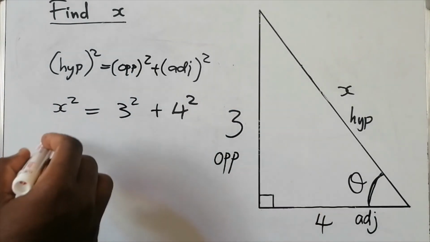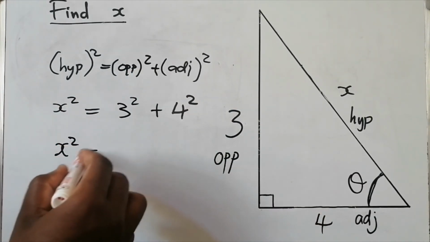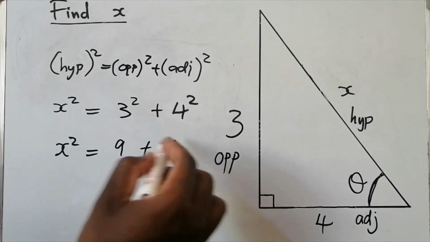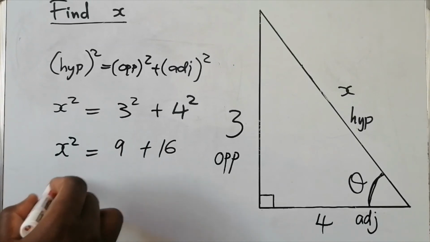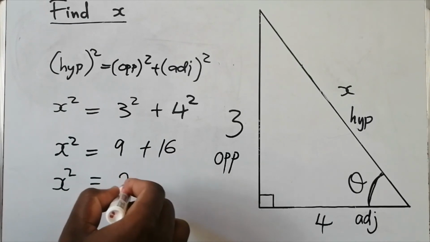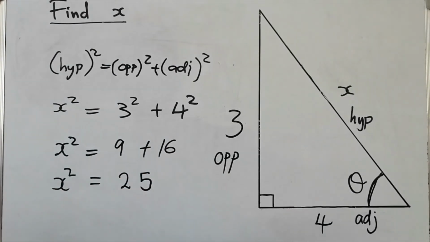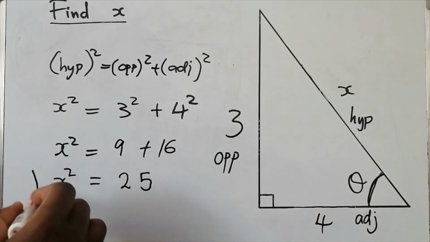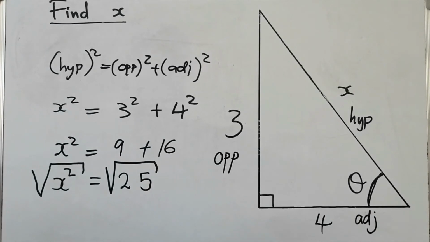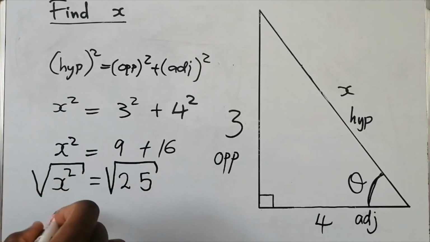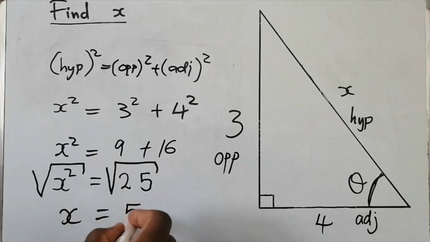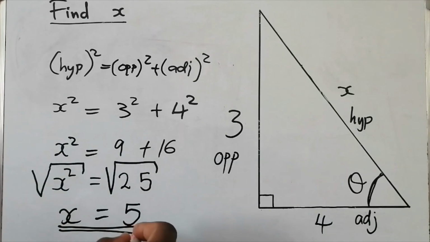So simplifying that, we are going to get x squared is equal to 3 squared, which is 9, plus 4 squared, which is 16. We then simplify that further. We get x squared is equal to 9 plus 16, we get 25. To find the value for x, we're going to need to find the square root of both sides. So this will give us the square root of x squared, we get x, and the square root of 25, we're going to get 5. So x is equal to 5.